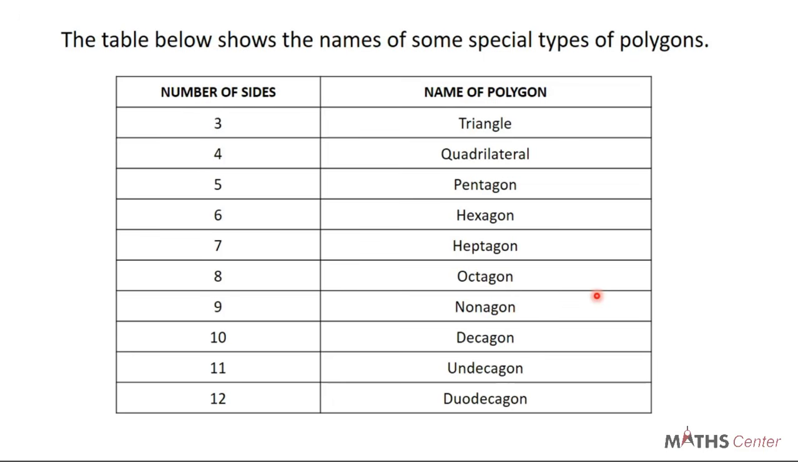Now, how do we find the interior angles and exterior angles of these polygons? You've seen how to find the interior angles of a triangle. You've seen how to find the interior angles of a quadrilateral. Now let's see how we can find the interior angles of a pentagon, a hexagon, a heptagon, an octagon, a nonagon, and the list continues. We are going to see how to find this.